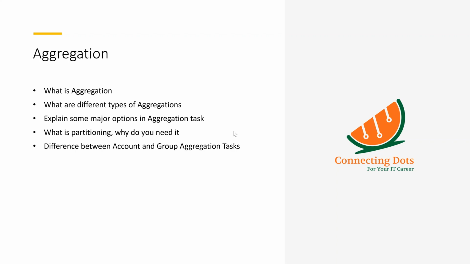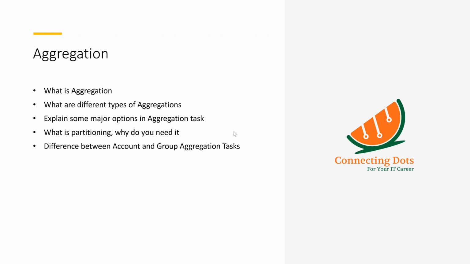So what is an aggregation task? Aggregation is the process of reading data from the target application into SailPoint. Simple. You work on application onboarding, that is, establishing the connection between SailPoint and the target application, or it can be an HR application as well. At the end of the day, it's a business application, right? So once the connection is established, you have to read the data from the application.